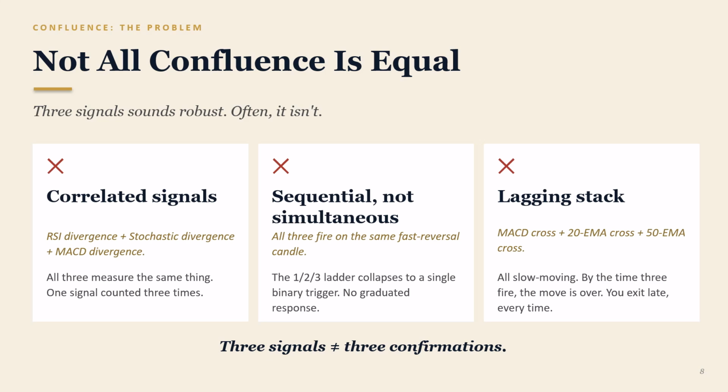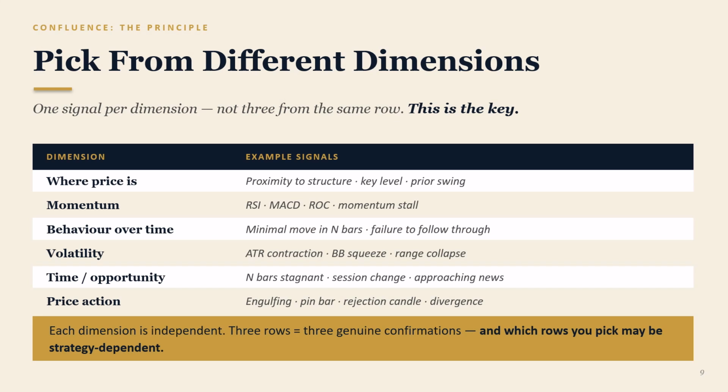So what we've got to consider is how we're going to set these up. And one way to do this is to make sure that we pick from different dimensions. So we don't want 3 from the same row. So where prices could be at proximity of the next key level to where we are, or a prior swing level.